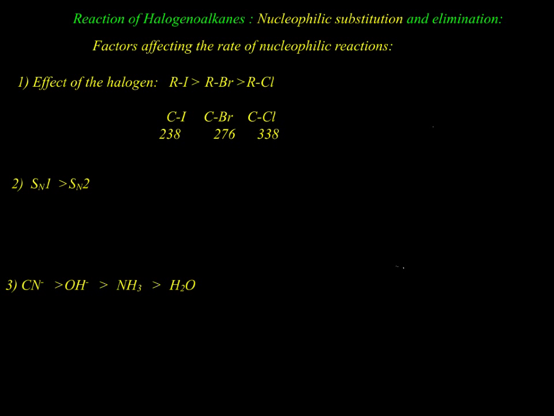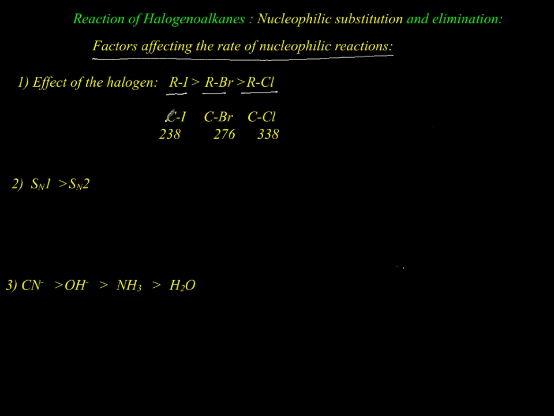Okay, now that we know SN1 and SN2, we also have to be able to argue what factors affect the rate of nucleophilic reaction. The first is the choice of halogen. If you are a haloiodide, you're faster than a halobromide, which is faster than a halochloride. The simple fact is the strength of the bond.